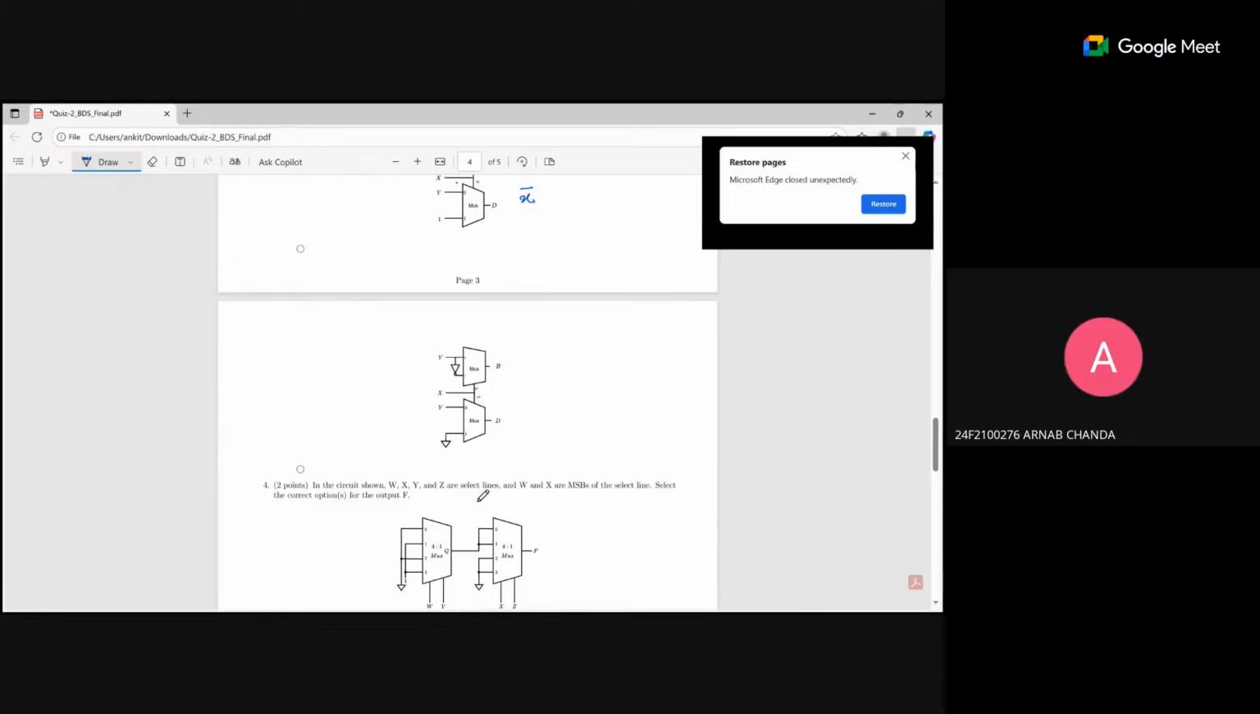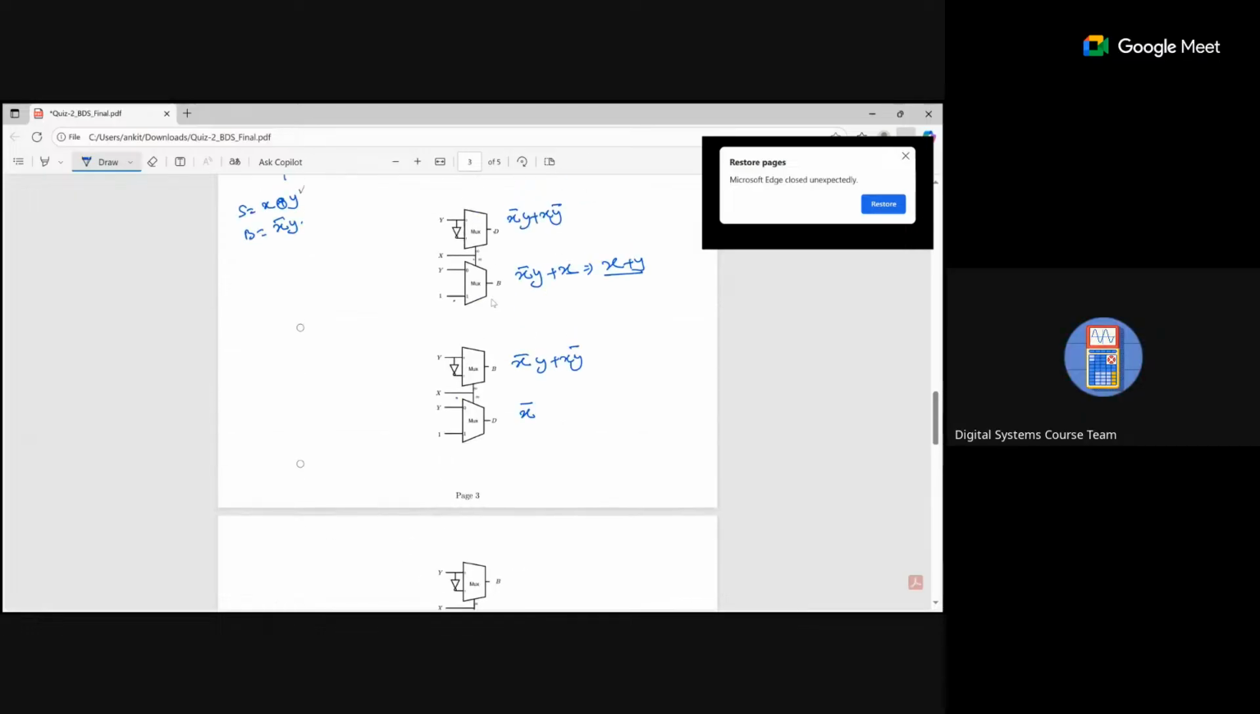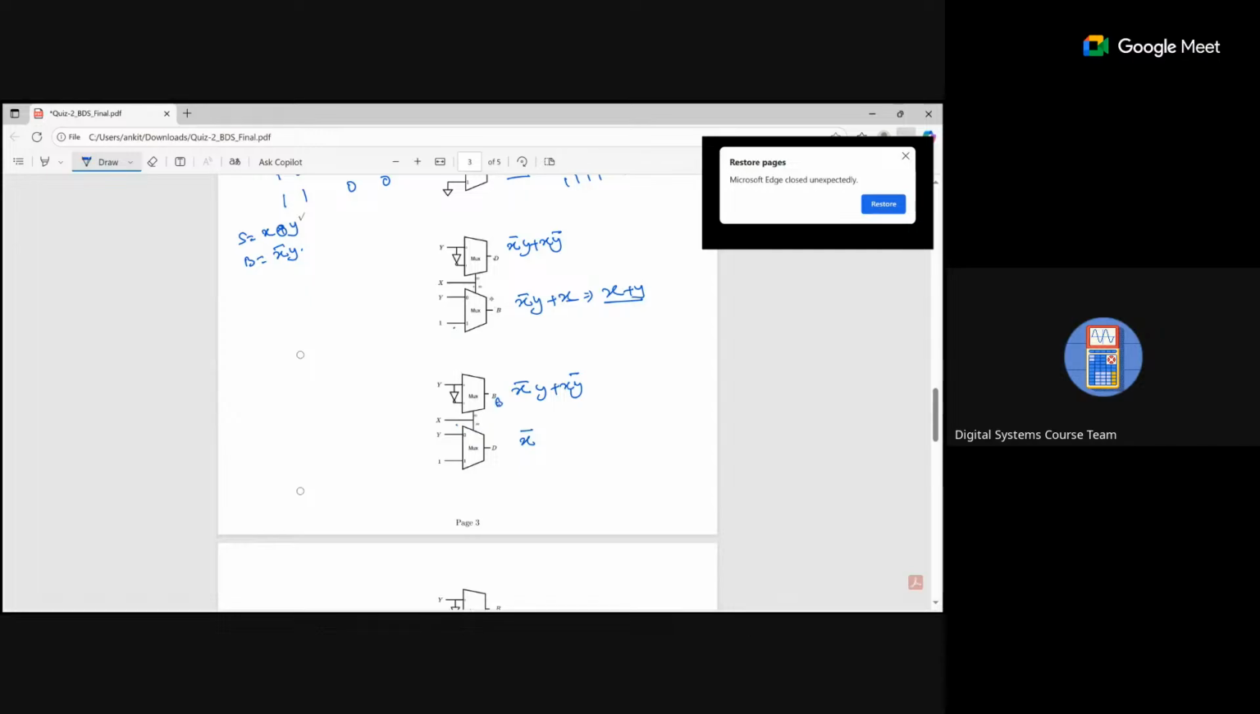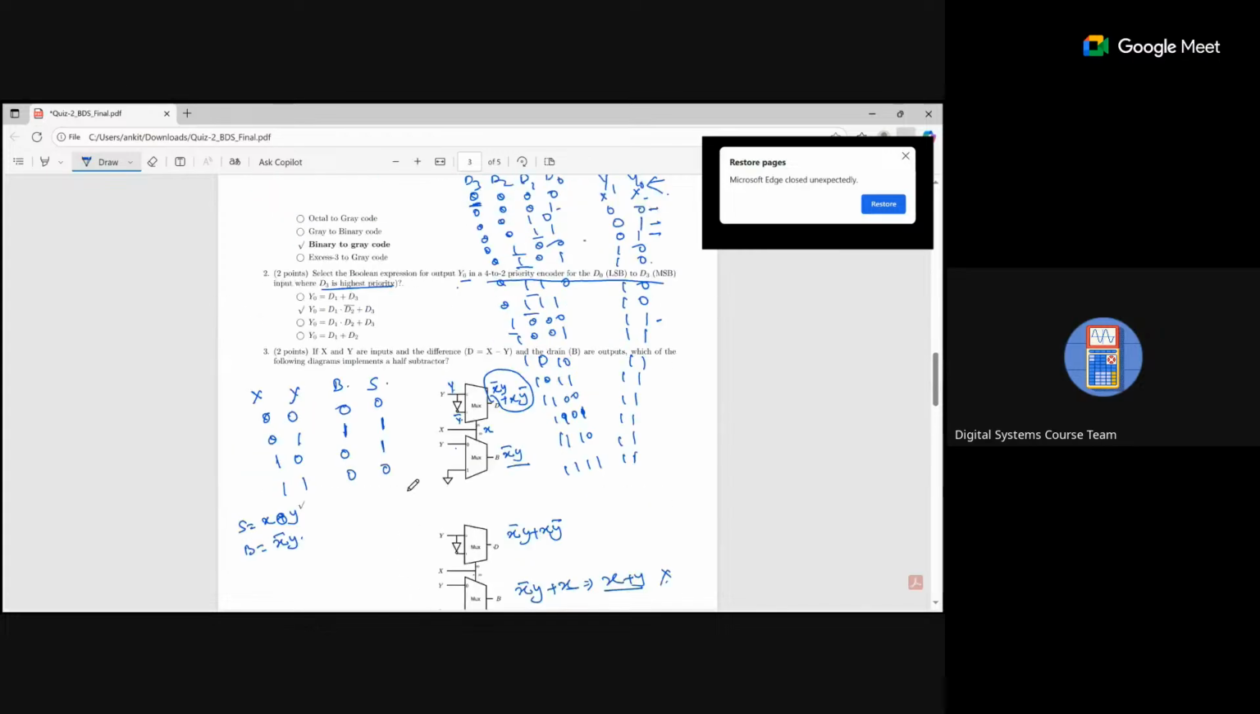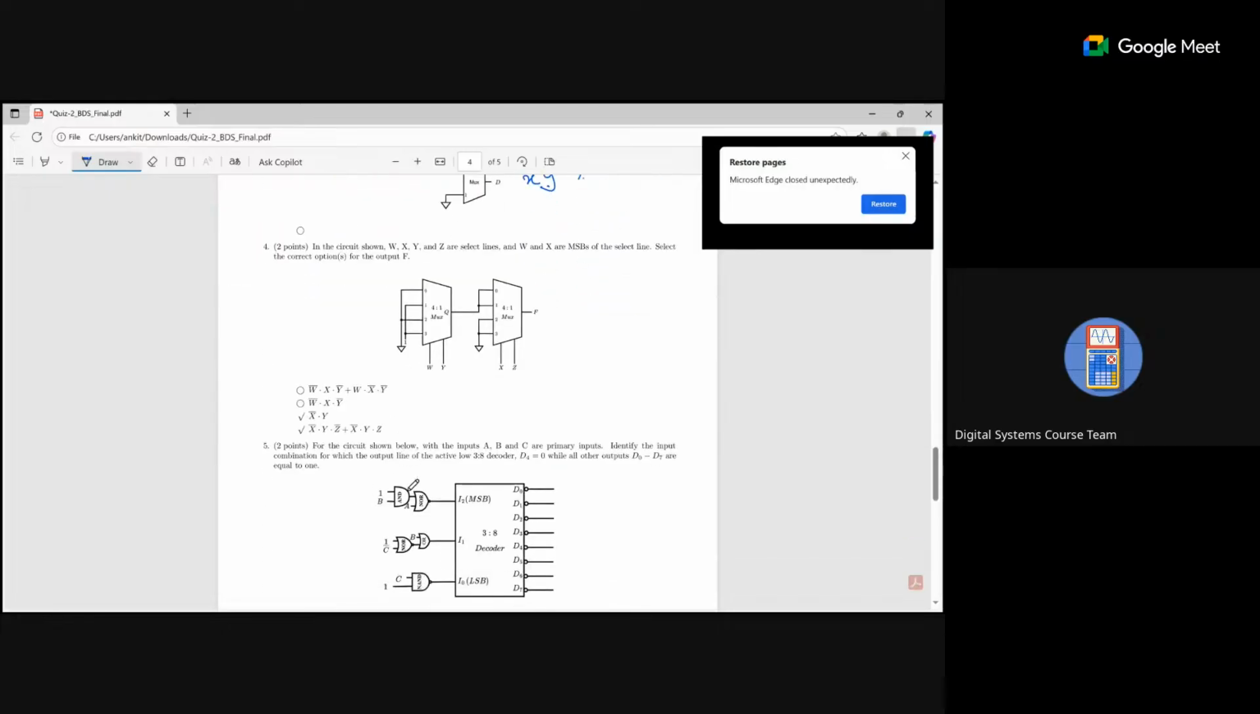No, sir, that is different, because first is B and then. So here borrow is this one and difference is X bar Y plus X, that is X plus Y. That is also wrong. In this case, this is wrong. And if we check this one, it is X bar Y plus X Y bar. That is wrong. If we check the equation, it is X bar Y. That is also wrong. This is the borrow equation. The first option is correct.